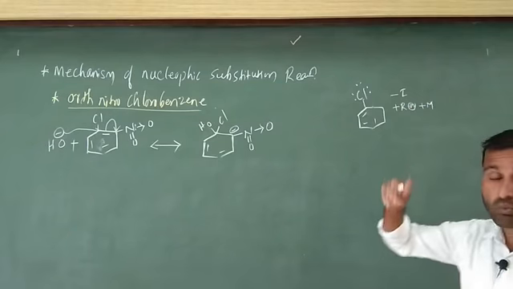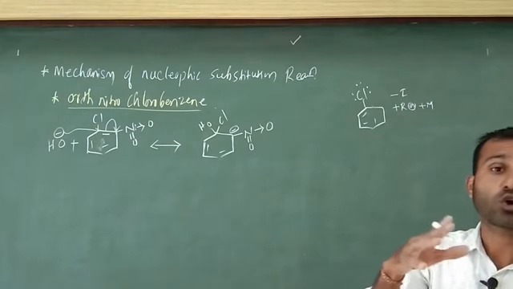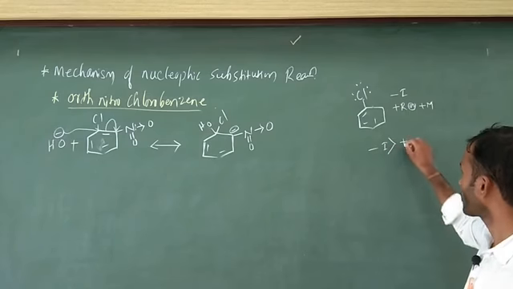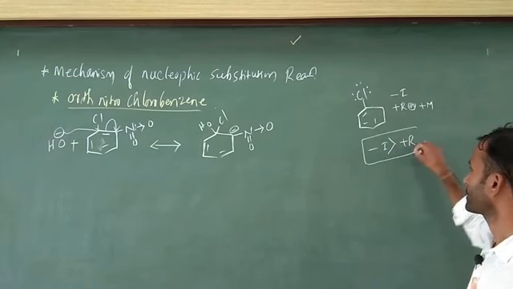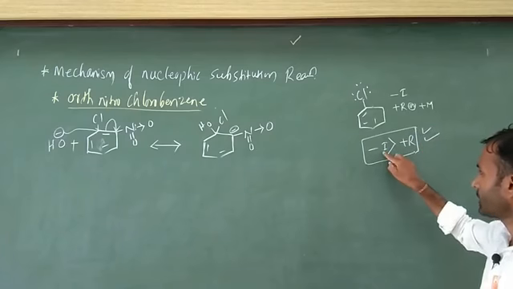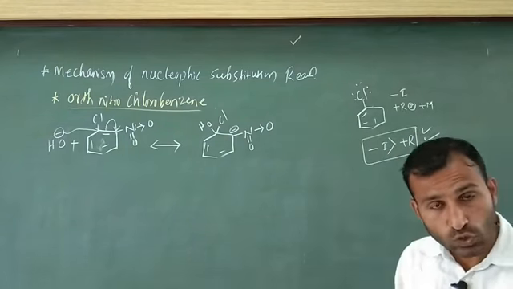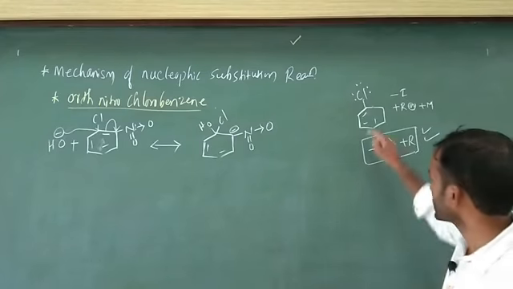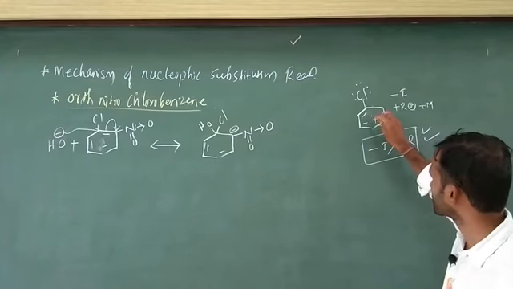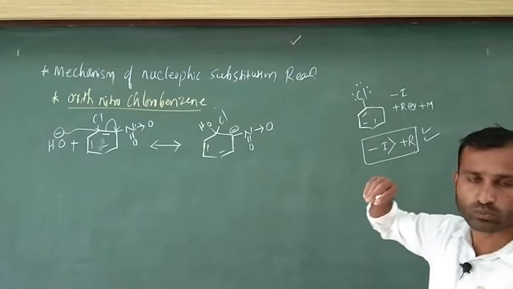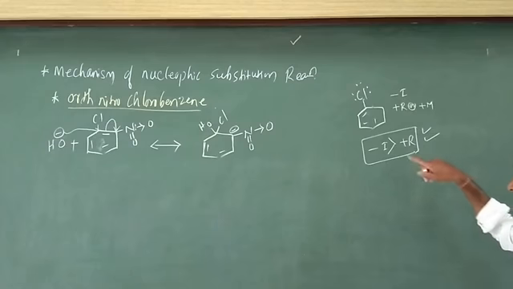Out of these two, the −I effect is dominant. Most important, the −I effect is dominant compared to +R. This is most important. If the −I effect is there, 100% this Cl acts as an electron withdrawing group. The electron moves from what? From the benzene ring to chlorine. That is why the most important point is that the −I effect is dominant.